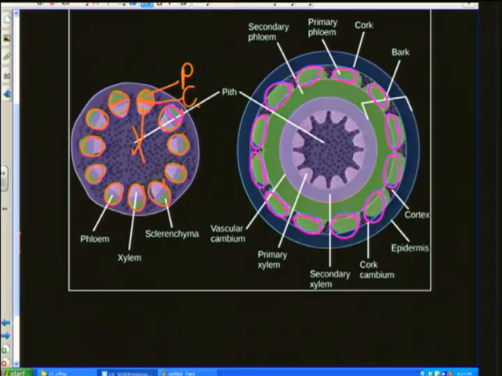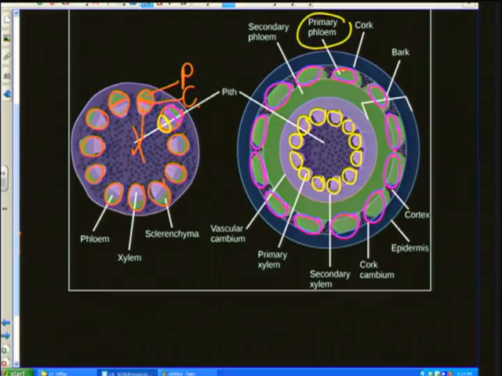Now we're going to go into the middle. Let me use yellow. This one over here. Can you see here? This was the very first xylem that was there. So we had primary phloem, the first phloem. Then we have primary xylem, the first xylem.